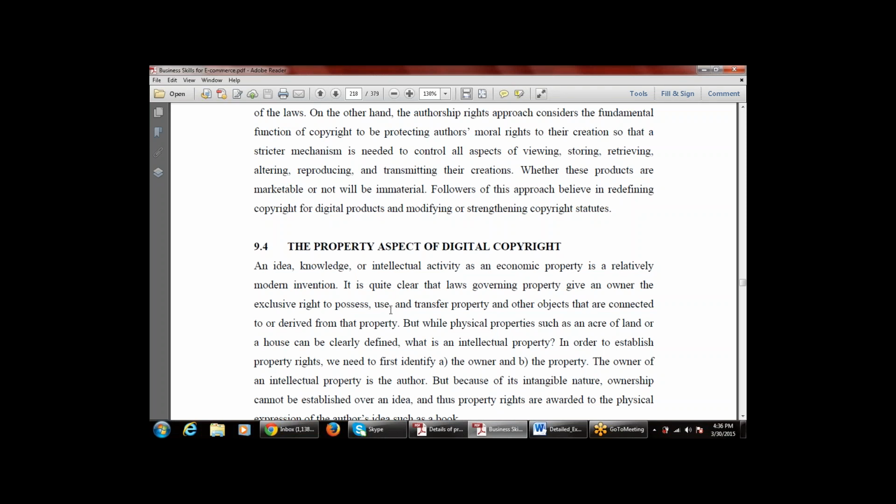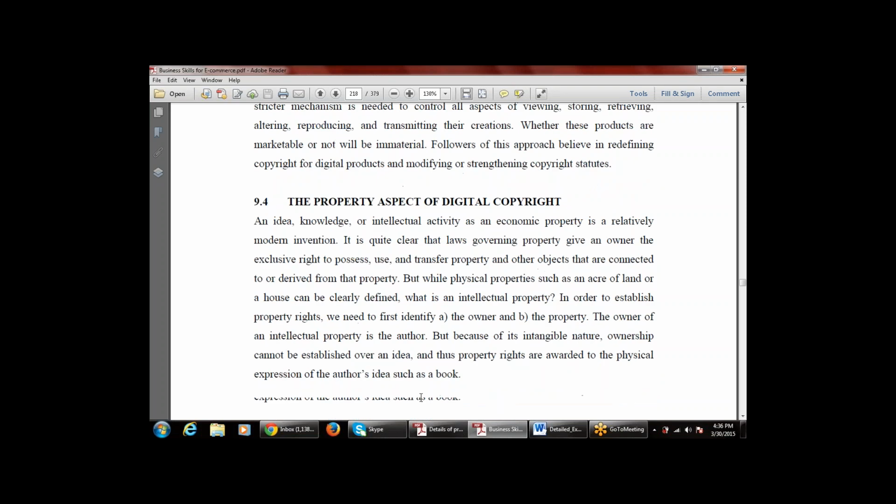The owner is the author, simply the one who has owned the property. The owner of an intellectual property is the author, but because of the intangible nature, ownership cannot be established over an idea. Suppose I have an idea, it is intangible in nature and cannot be touched. If I have an idea, it's in my mind, I cannot touch the idea.